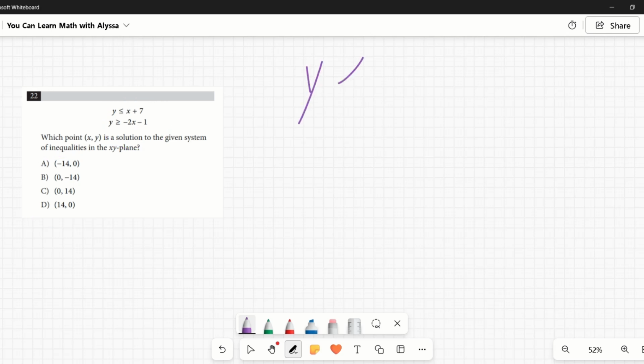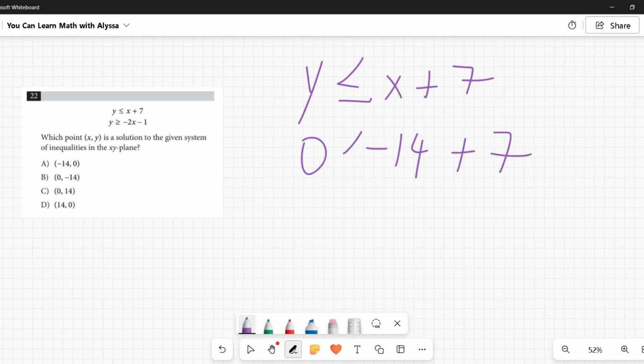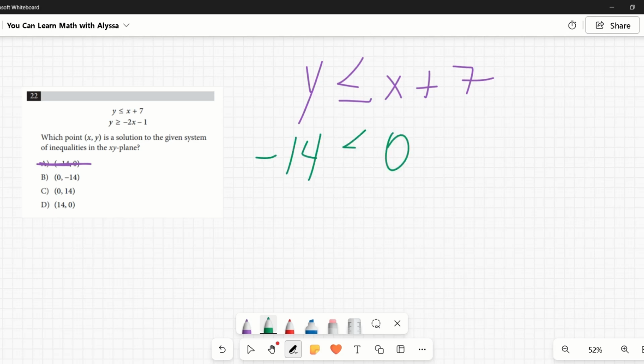You can say, okay, for y is less than or equal to x plus 7, you could say negative 14 and 0. Plug in negative 14 for x, 0 for y. Is 0 less than or equal to negative 14 plus 7? Well, negative 14 plus 7 is negative 7. Is 0 less than or equal to negative 7? No. A is out. Then you can say, okay, what about 0 and negative 14? So I plug in 0 for x, negative 14 for y. 0 plus 7 is just 7. Is negative 14 less than or equal to 7? It is, so B is a possibility.